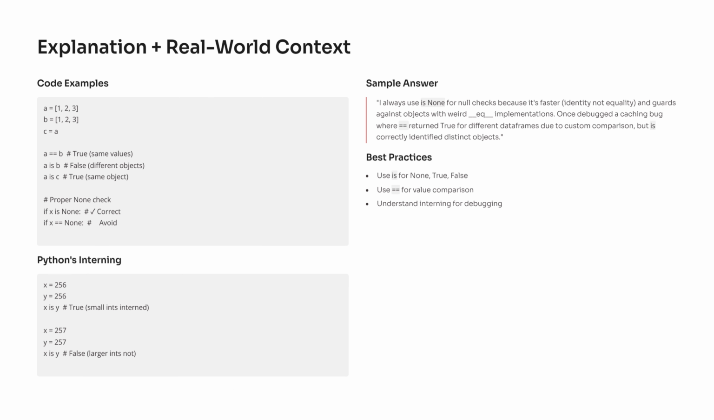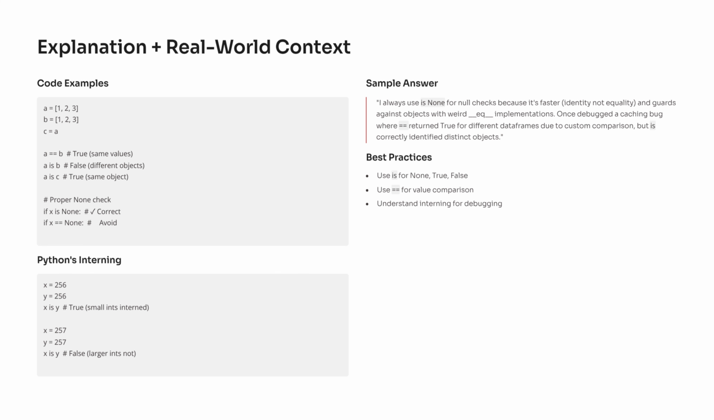Let's bring this to life with a simple example. Say you have two lists, both with the numbers 1, 2, and 3. If you compare them using double equals, Python says they're equal because their contents match. But if you check them using the word is, Python says they're not the same because even though they look identical, they live in two different places in memory.